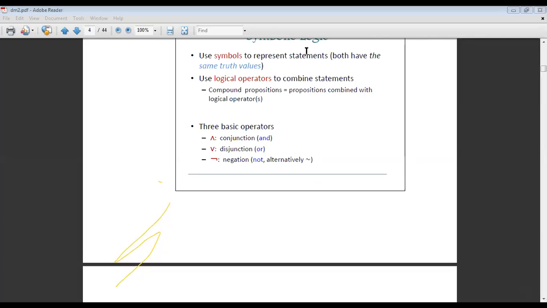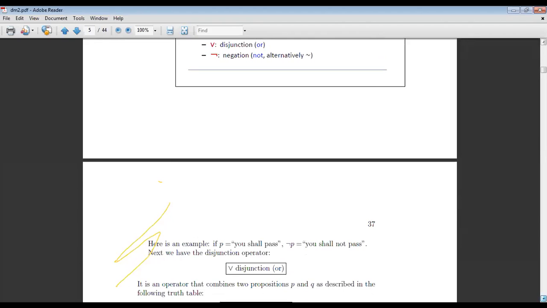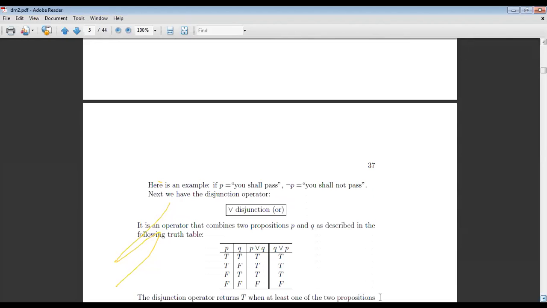Okay, so up till here we have discussed proposition, paradox, compound proposition, and these three basic symbolic operators, the logical operators. See, negation of p, we just take a simple example. Suppose the statement, the proposition, is: you shall pass. That is the statement. So what will be the negation of p? You shall not pass.